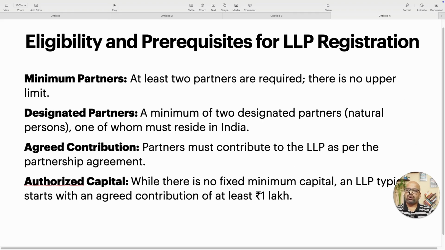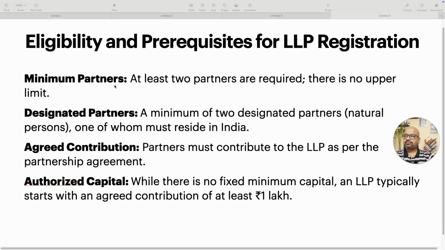Eligibility for an LLP. Minimum partners 2, maximum no limit. Designated partners should be 2, and 1 should be a resident of India. Then agreed contributions: how much I am going to pump in, how much liability I am going to take, how much you are going to pump in, and how much liability you are going to own in the company. That is something you put into an agreement, that is the partnership agreement or limited liability partnership agreement. And then capital: minimum of 1 lakh, maximum no limit.